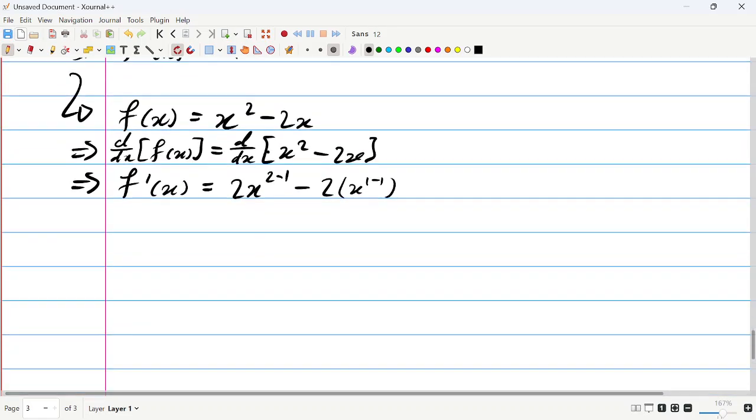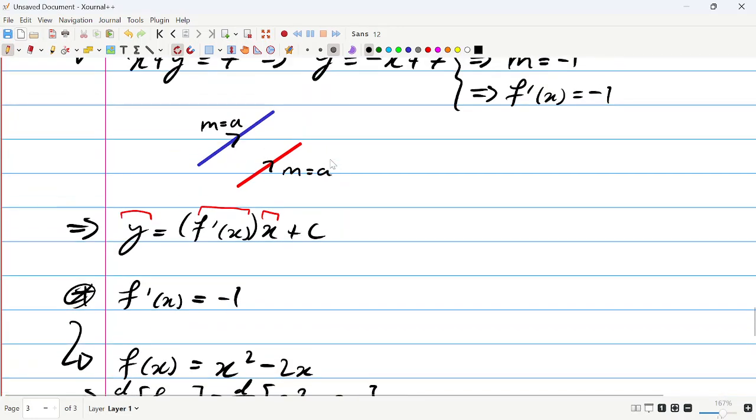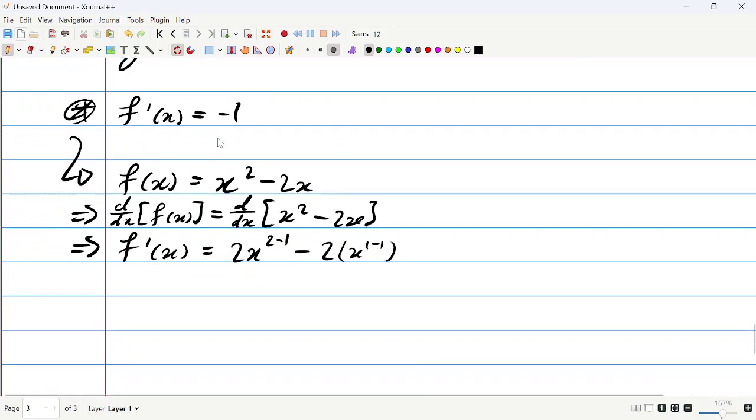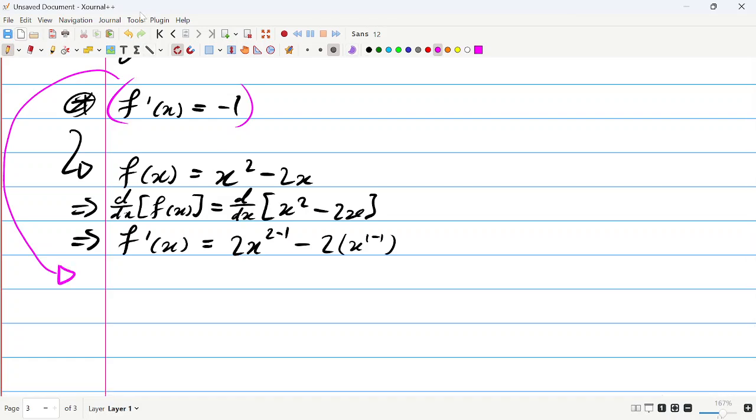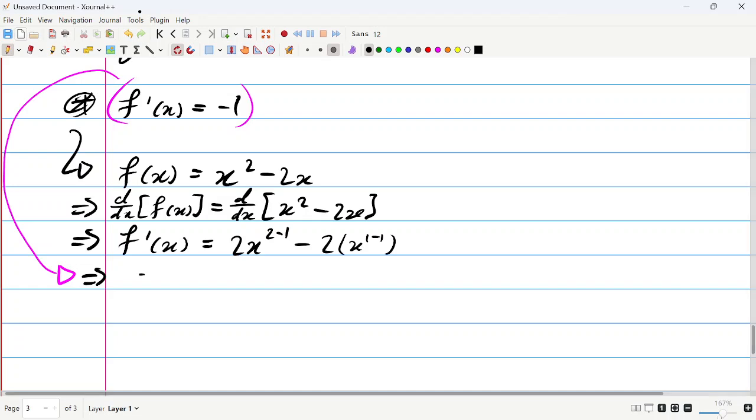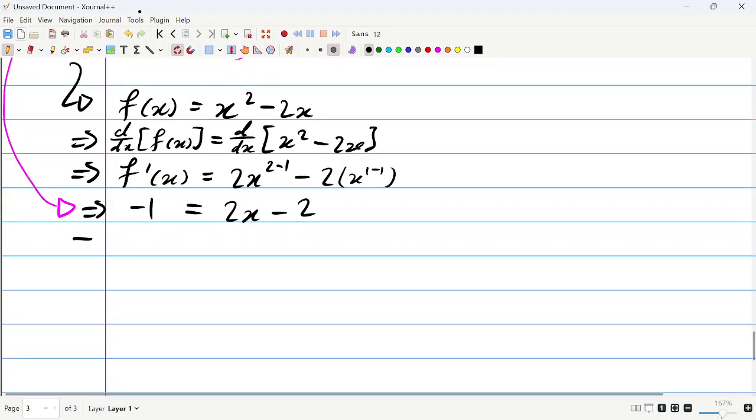And then, what do we remember? Remember that f prime of x is equal to -1. So we just substitute f prime of x here. So this implies that we have -1 is equal to 2x to the power of 1, which is just 2x, minus 2 times x to the 0, which is just 2. And then we just solve for x. So we have 2x is equal to, -2 goes over, so it'll be 2 minus 1, which is just 1. And therefore, x is just equal to 1/2.